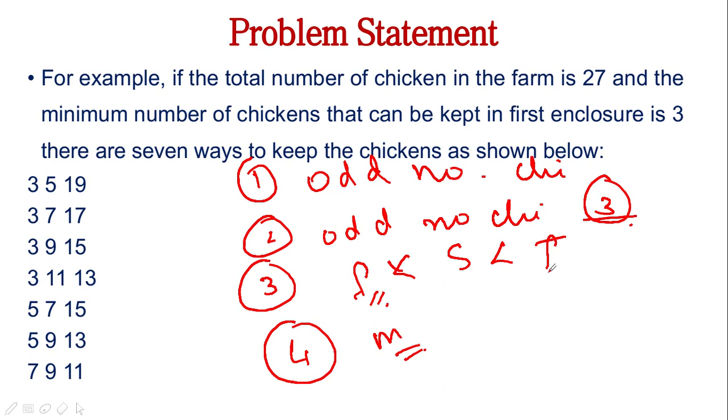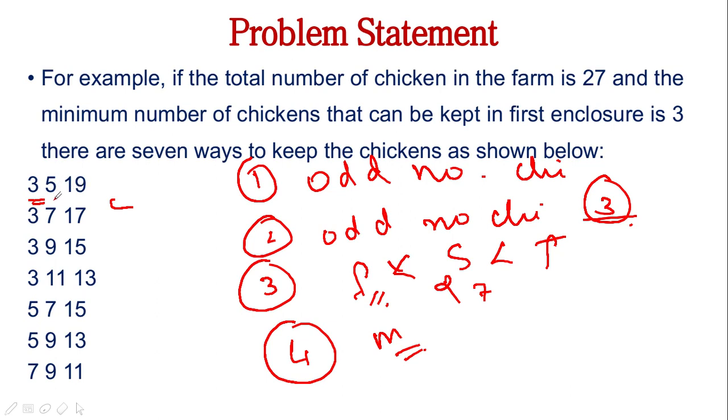So if the total number of chicken in the farm is 27 and the minimum number of chicken that can be put is 3, you have to start with 3 chicken in the first enclosure. Next, in the second enclosure, it should be an odd number and it should be greater than 3. So the first possible value is 5. But you can note that there is no limitation on the maximum number of chicken that can be put.